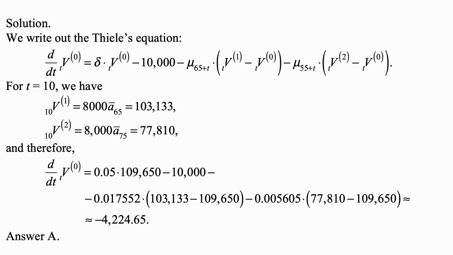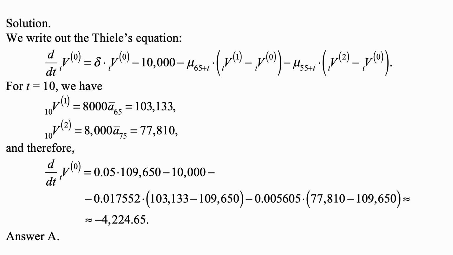For t equal to 10, we are given that 10V1 is 8,000 times A bar 65. Frankie will be 65 then, and Johnny will be 75 then. So that's, and 8,000 is the rate of payment, so that is 103,133, and 10V2, 8,000 times A bar 75, is 77,810. So we just plug in all the numbers because we have them all.